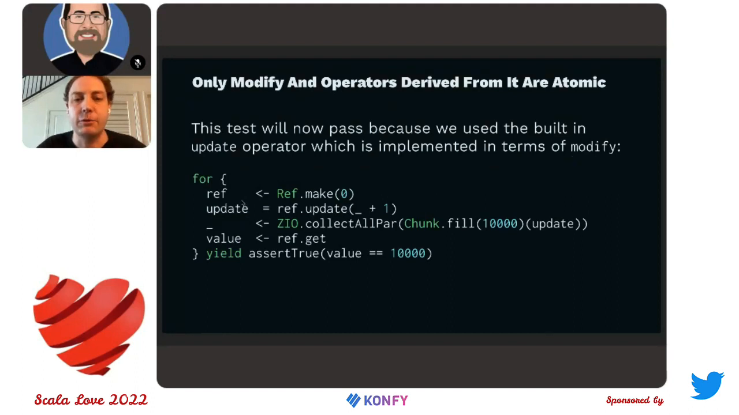And so in this example, it's exactly the same as the one on the previous page, except I replaced that update that was the separate get and then set with just this ref.update. And now this is going to do exactly what we expect. Now it's going to always give us this value of 10,000.